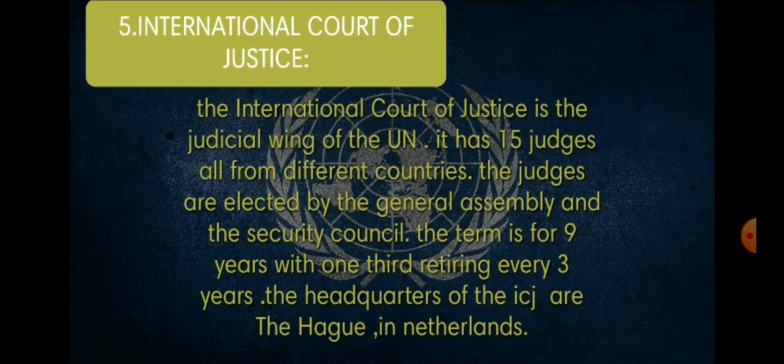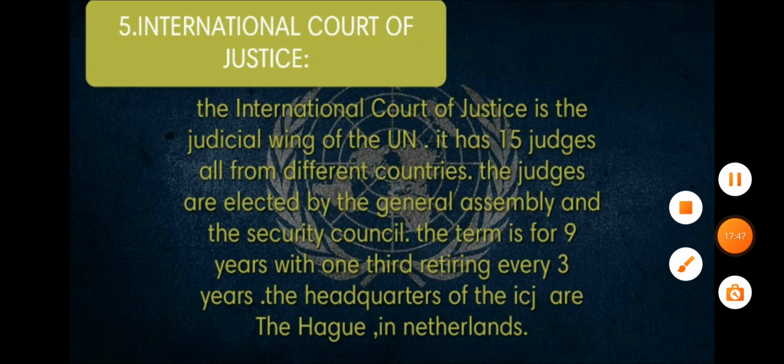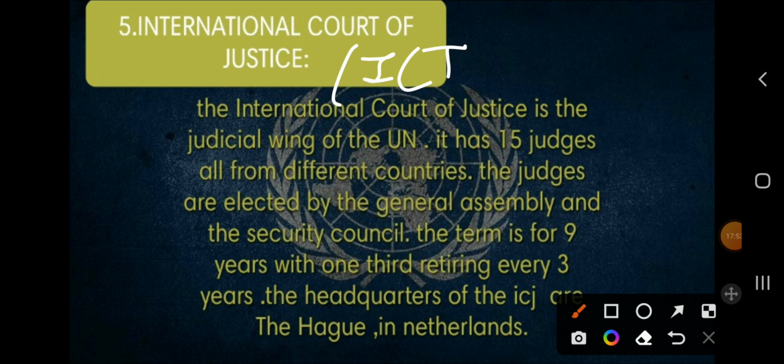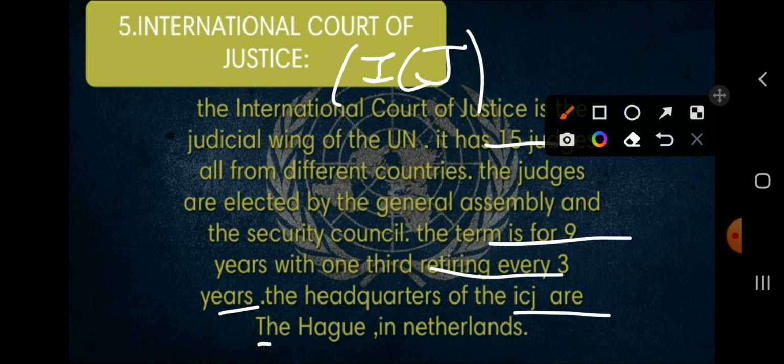Now the fifth one is International Court of Justice, ICJ. Now the International Court of Justice is a judicial wing of the UN. It has 15 judges, all from different countries. So there could be no 2 judges from the same country, all the 15 judges from different countries. Now the judges are elected by the General Assembly and the Security Council. Its term is for 9 years, with 1/3 retiring every 3 years. The headquarters of ICJ are in The Hague in Netherlands.